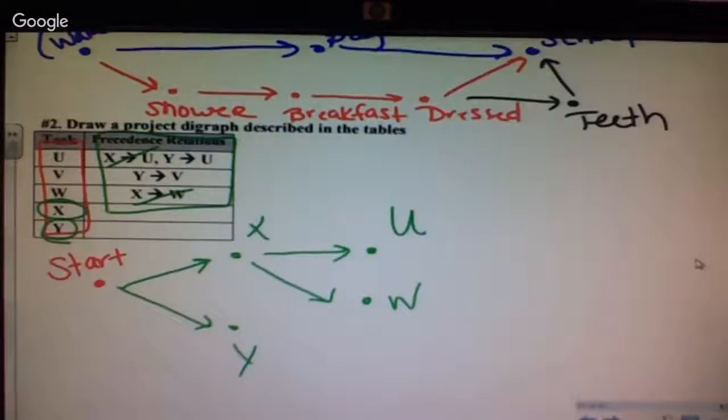Okay. Y goes to U. Oh, well, so I don't need to redraw U. I just need to draw the arrow. This time I don't have B, so I do need to draw myself a B.